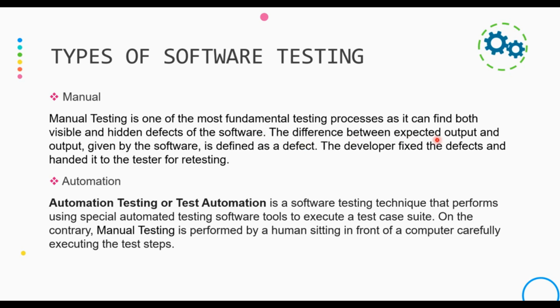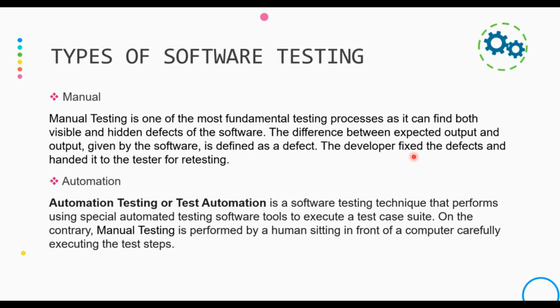The difference between the expected output and the output given by the software is defined as a defect. The output given by the software means the actual output we get after executing that software. The expected output, we already know, is defined by the customer requirement only, and that is what we are expecting to become the actual output. If this does not happen, then the defect is there.